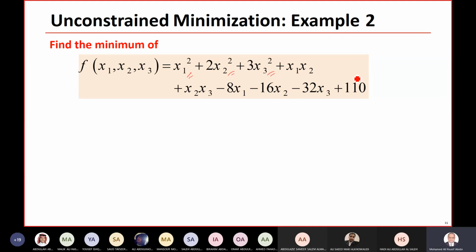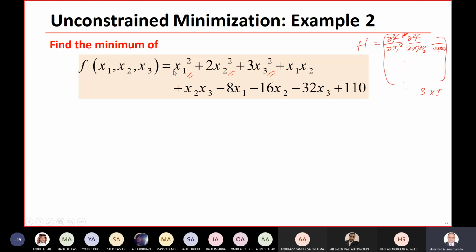In this, what is the order of Hessian matrix? 3 by 3. It is partial square f by partial x1 square, partial square f by partial x1 x2, and by partial x1 x3, and so on. So of course you can get the first partial f over partial x1.